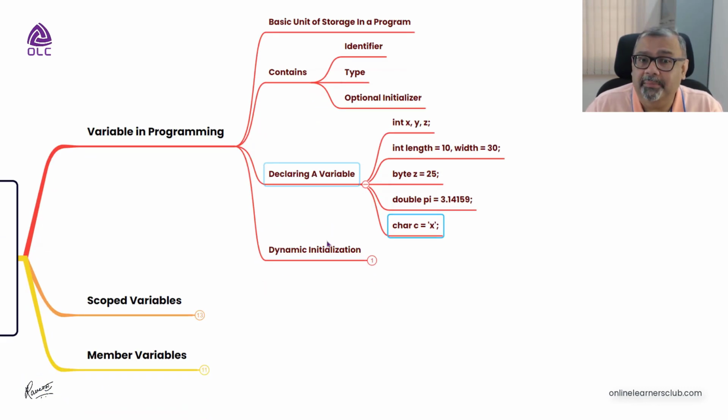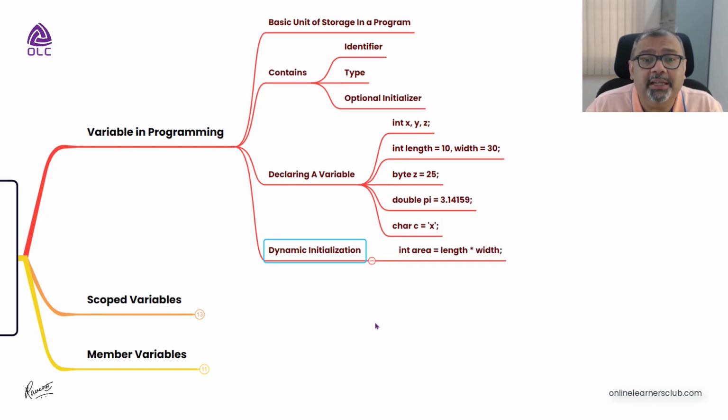These are the ways in which you can declare a simple variable to be used in a program. We also have dynamic initialization. For example, you can see here int area is equal to length times width. Length is a separate variable we have defined here, width is a separate variable, and now I am creating a new variable area which is dynamically initialized based on the values of length and width. That's a simple example where variables can also be initialized dynamically.